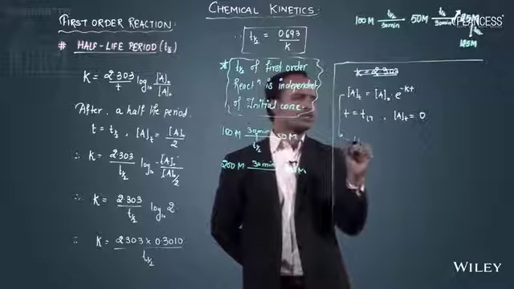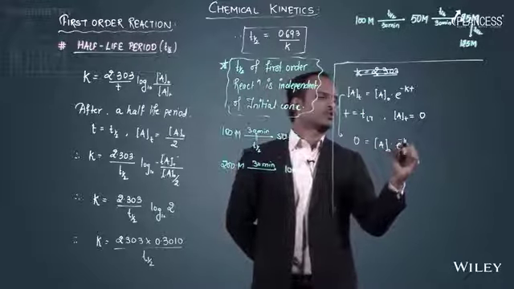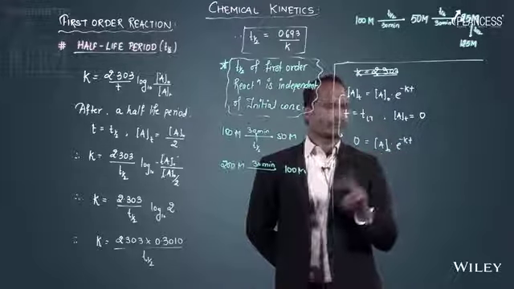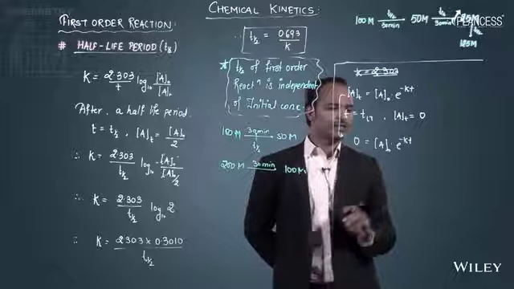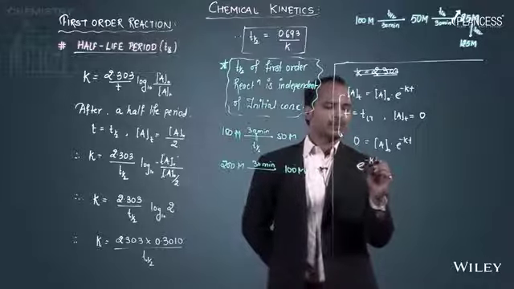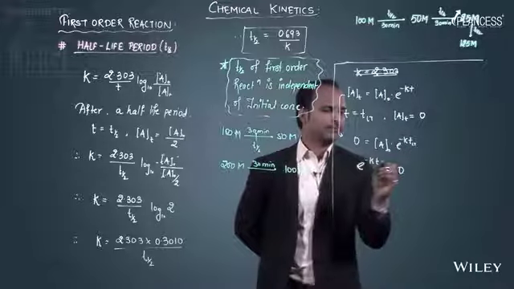So from this I can say 0 is equal to A naught into e raised to minus kt. Now from this formula, A naught should not be 0 because the initial amount of reactant will not be 0. So this must be 0 because of e raised to minus kt. So e raised to minus kt is equal to 0. Again I can say, here t is the total lifetime.